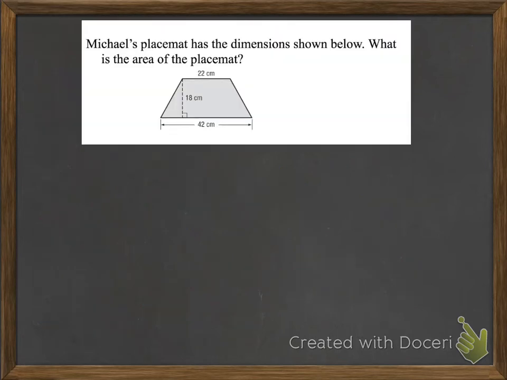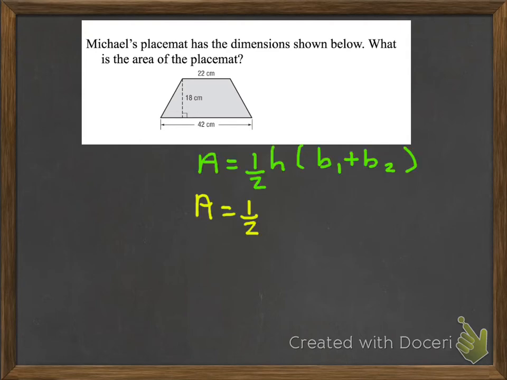All right, it says Michael's placemat has the dimensions shown below. What is the area of the placemat? So this is another one of those simple, straightforward area problems. You're going to show your original formulas, substitute, and solve. So as you can see here, I started with the formula. Area equals 1/2 times the height times base 1 plus base 2.